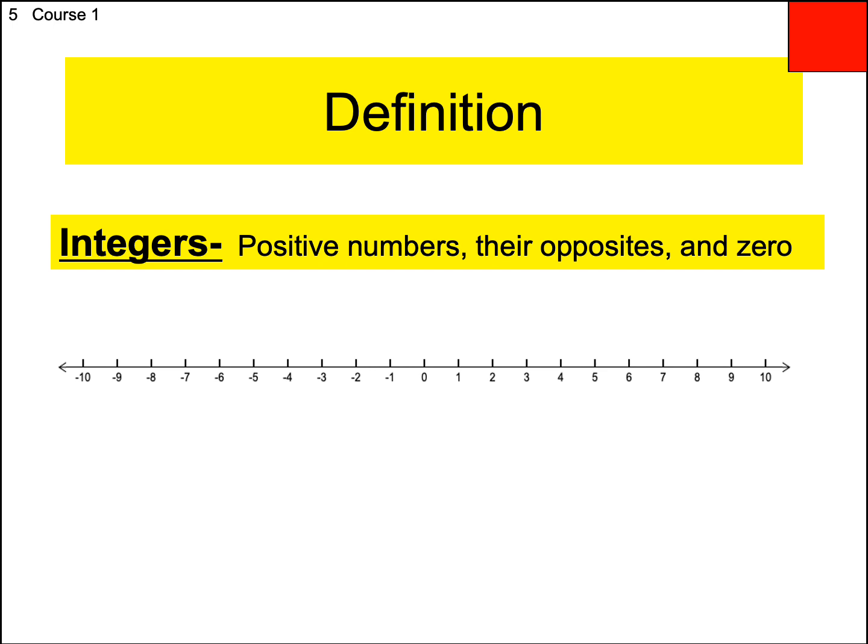Now, the reason we need new rules is because integers include the negative numbers. You don't need new rules to add, subtract, multiply, and divide positive numbers, but you do need new rules for adding, subtracting, multiplying, and dividing negative numbers. Adding and subtracting negative numbers is the hardest rule. Multiplying and dividing actually ends up being pretty easy.